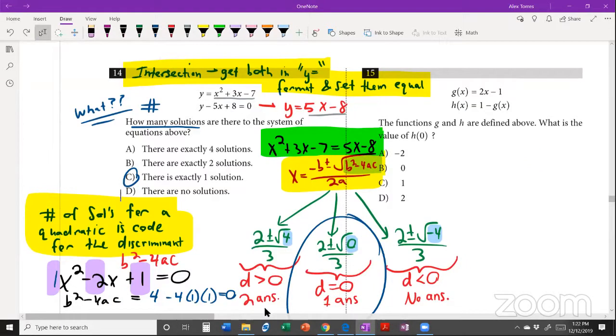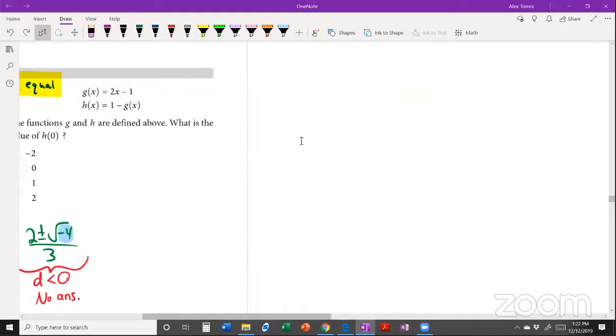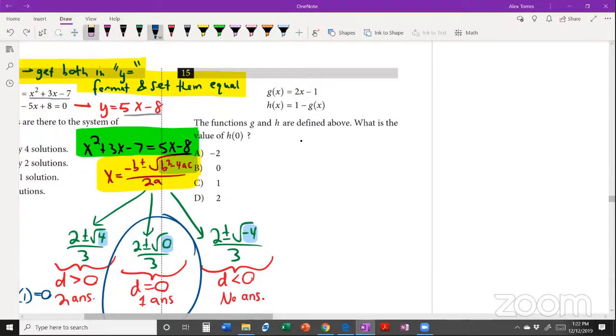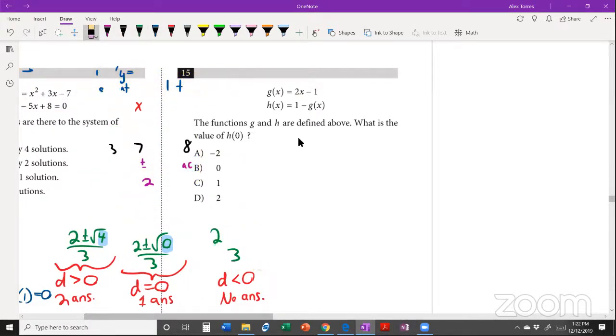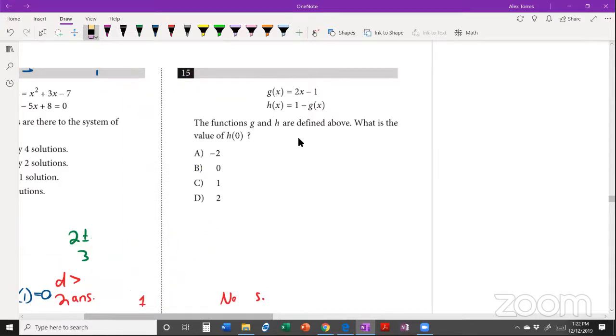Going over to number 15 now. Let's go ahead and delete some stuff to make our screen look more clean here. So the question is asking us for h of 0. So h is a function, and that's our f of x notation.